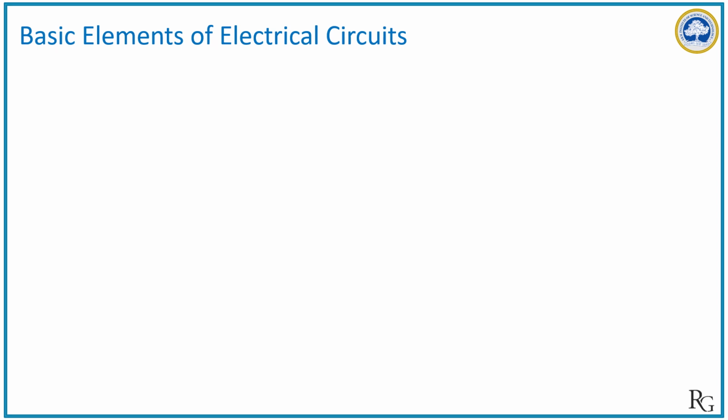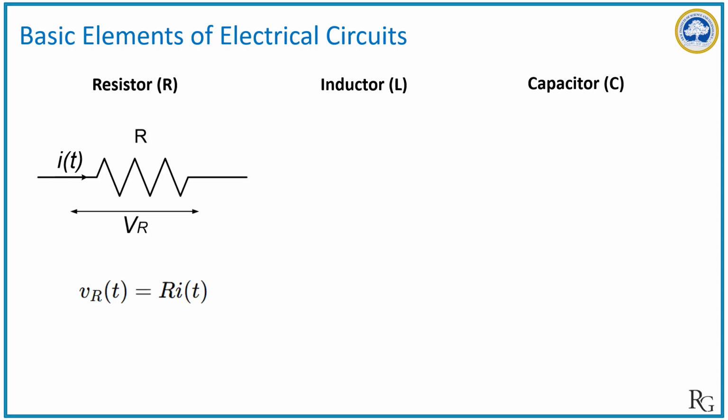The basic elements of any electrical circuit are resistance, inductor and capacitor. The resistance governing equation is, if we want to calculate the voltage across the resistance, VR, that is the voltage across the resistance, is equal to the current flowing through the resistance multiplied by the resistance.